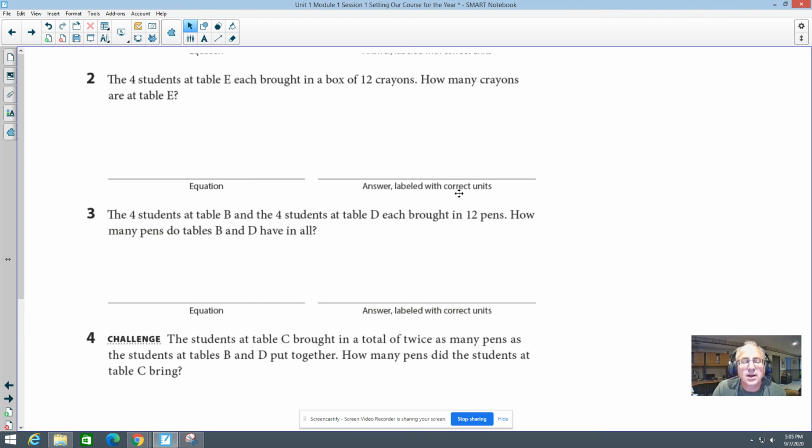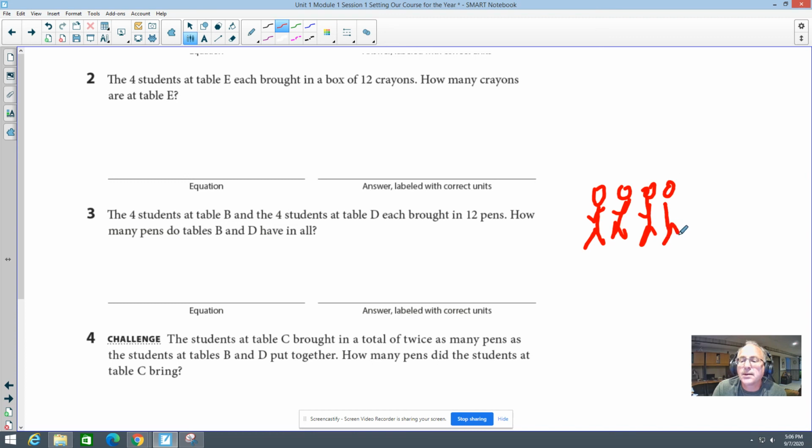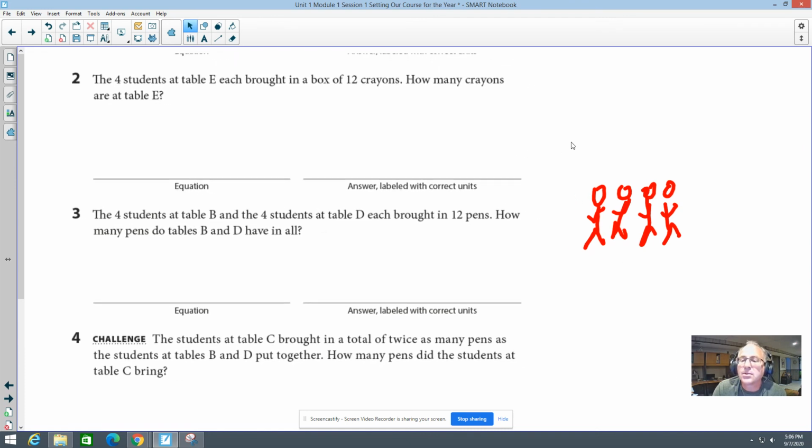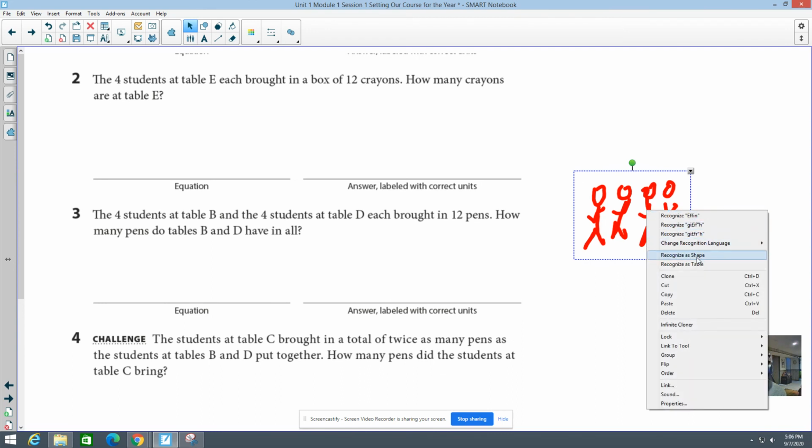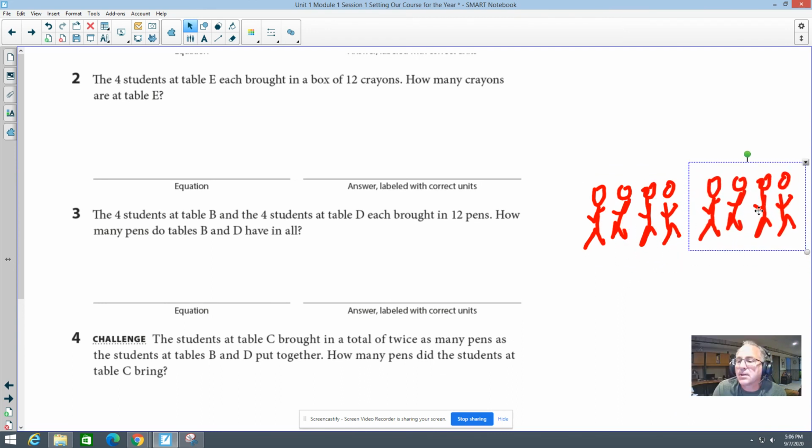So here again, the 4 kids, you could just draw a picture of it if you want. 1, 2, 3, I'm doing this really badly, 4. And again, that's table B, which had 12, and you put the 12, 12, 12. And then you can clone, here's the other table, and you can draw me pictures.